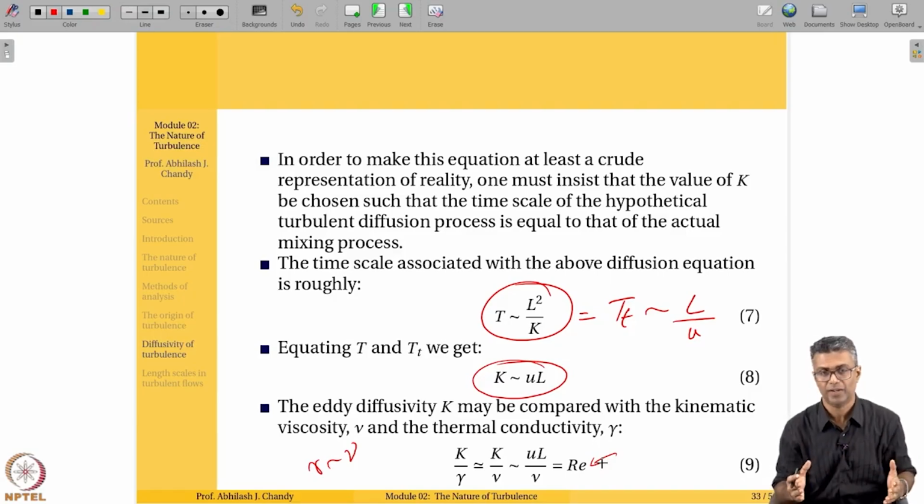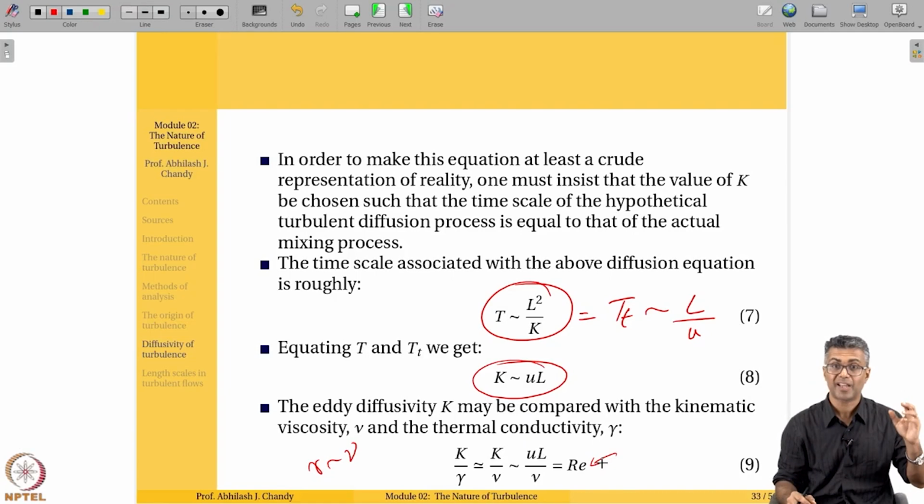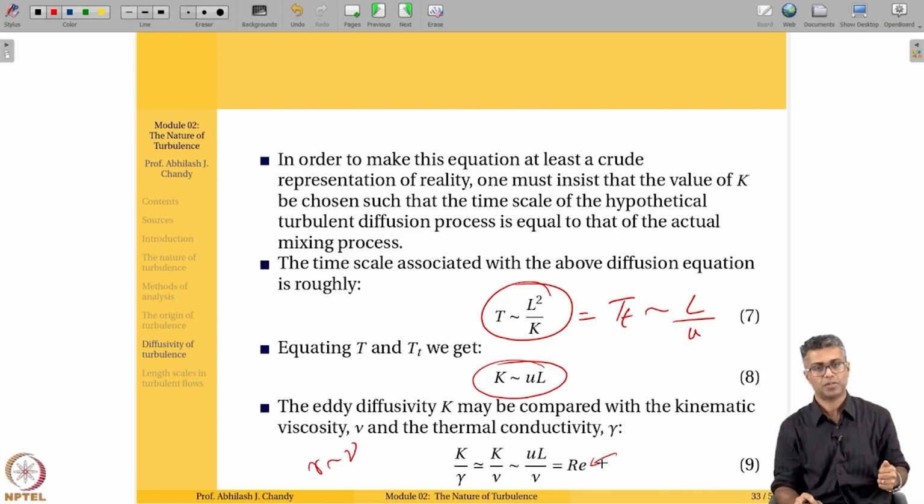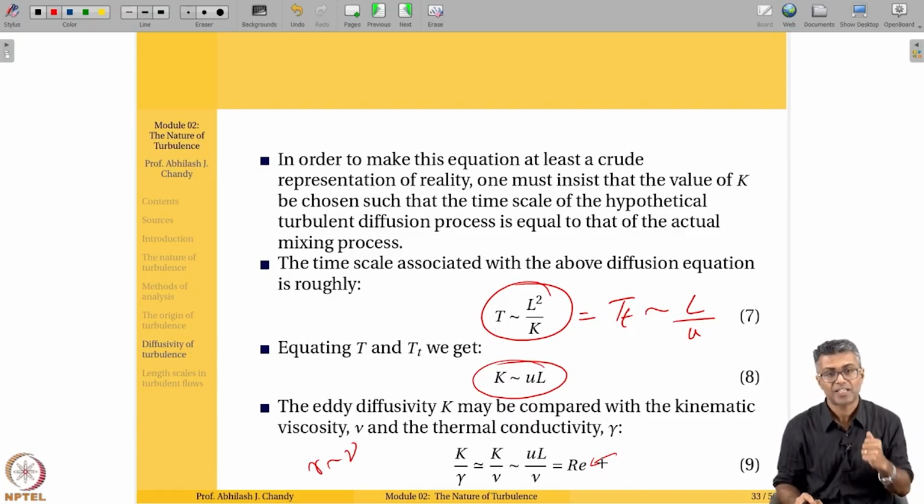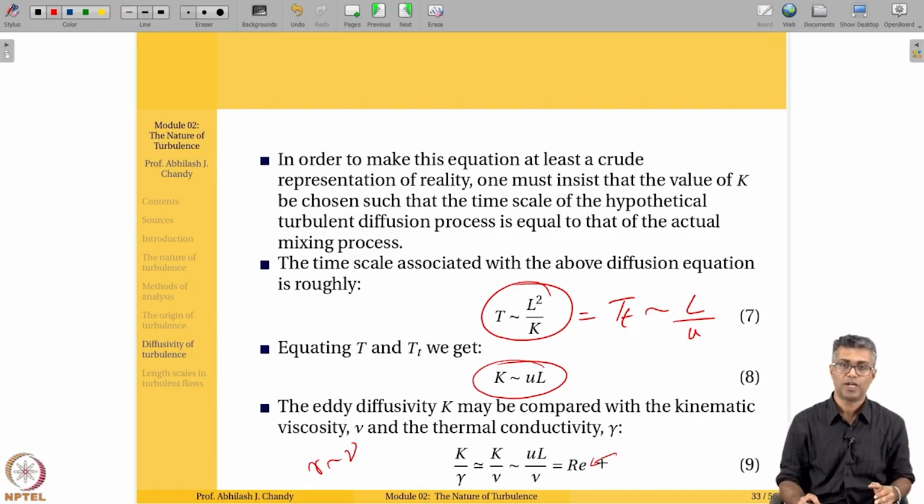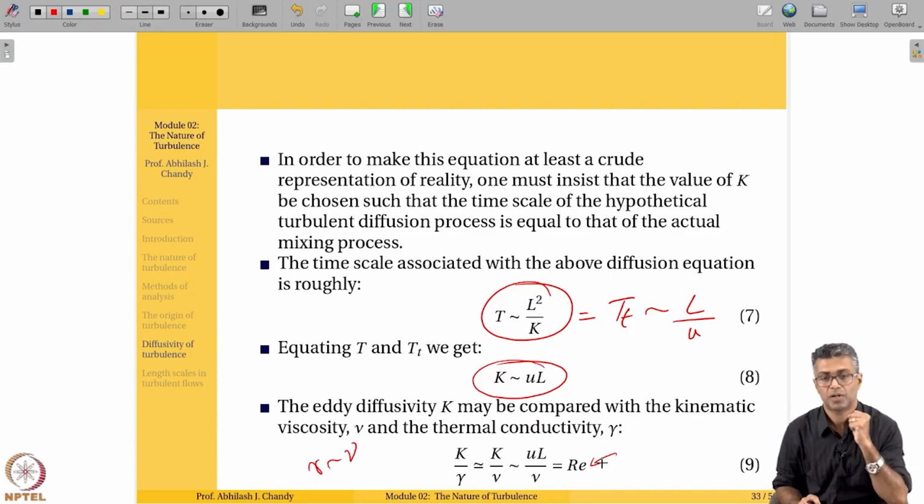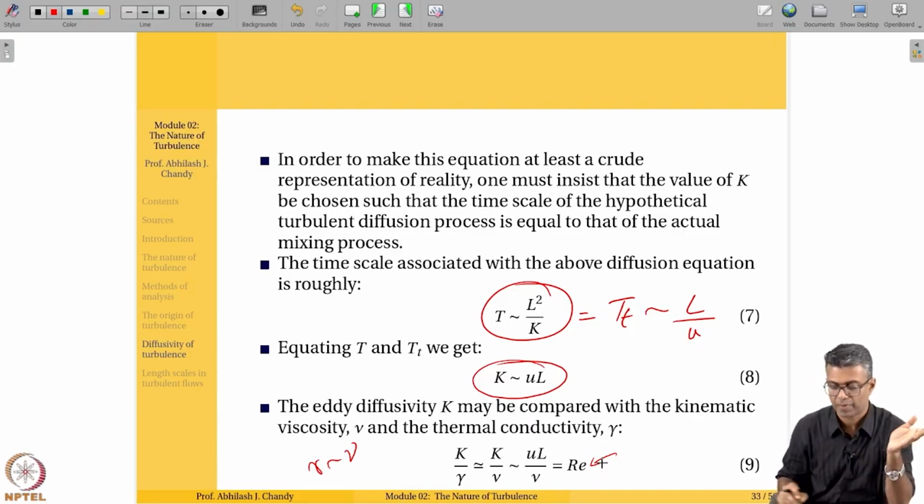Obviously, we knew that earlier, right? Turbulence produces enhanced diffusion. So higher the Reynolds number, higher the turbulent flow, larger the intensity, and more effective the mixing is. So higher the effective viscosity is. That is your eddy diffusivity. Eddy diffusivity has to do with the effective diffusivity in a turbulent flow. K is your eddy diffusivity, and the ratio of the eddy diffusivity to the momentum diffusivity represents the Reynolds number. Order of magnitude.